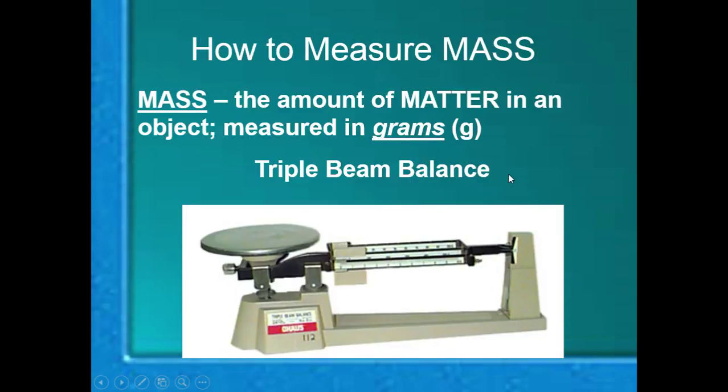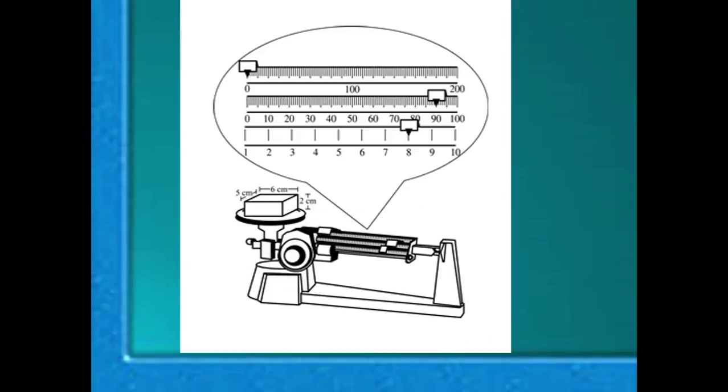Let's take a look at mass first. Mass is defined as the amount of matter in an object. It is measured in grams. We will be using a triple beam balance. It's called a triple beam balance because it has 3 bars. So let's take a look at an example of how we would use this.